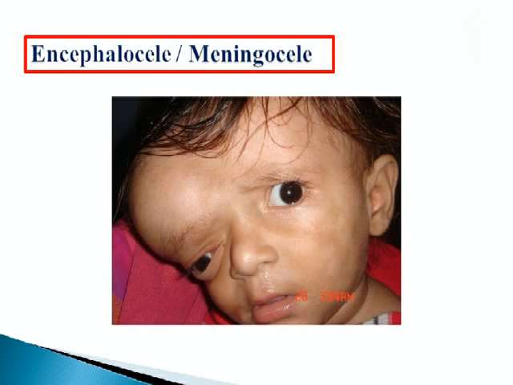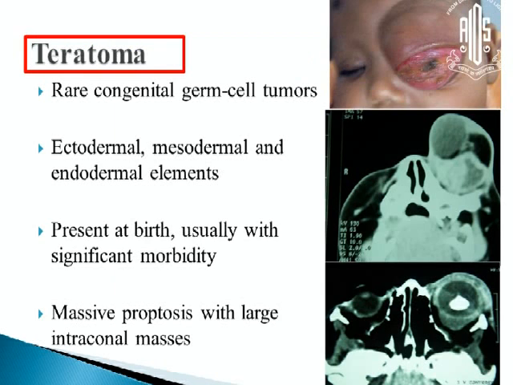Now this is the patient with a meningocele, as you can see in this patient. Then teratoma is one of the rare cases to be seen. This slide I have borrowed from Dr. Neelam Bushra, where you can see it will have ectodermal, mesodermal, or endodermal elements along with the normal swelling.